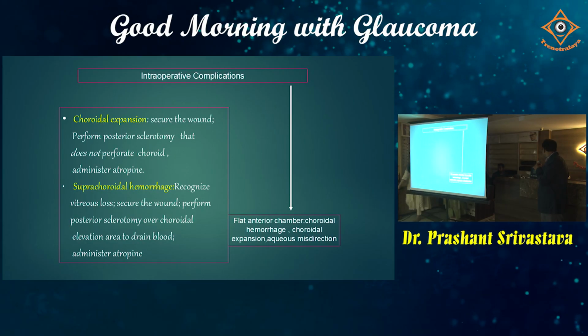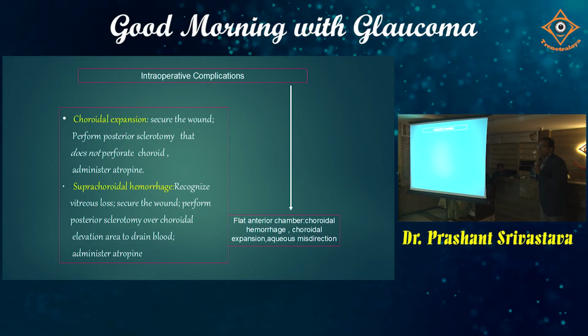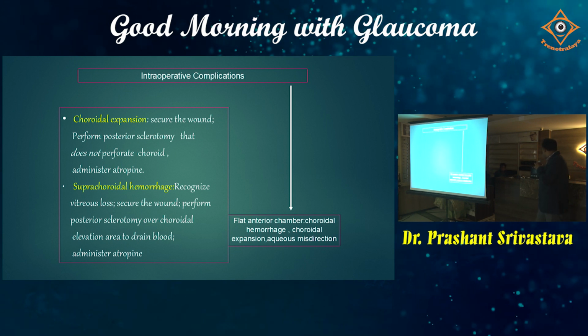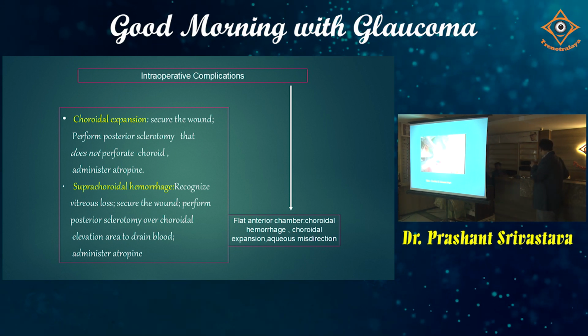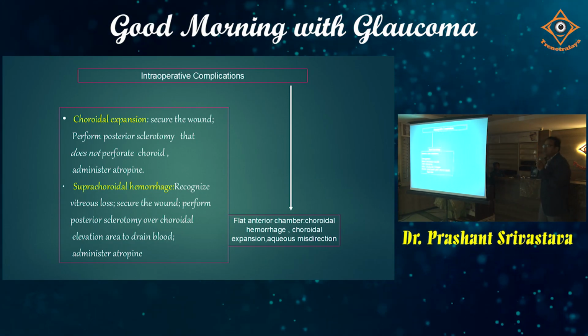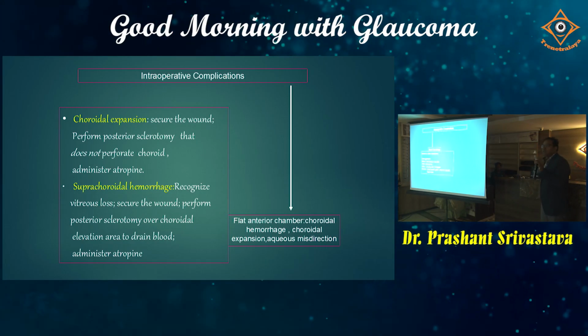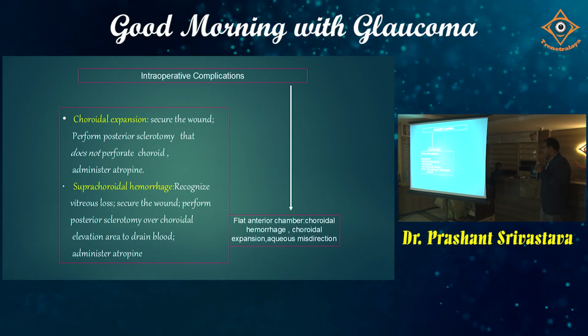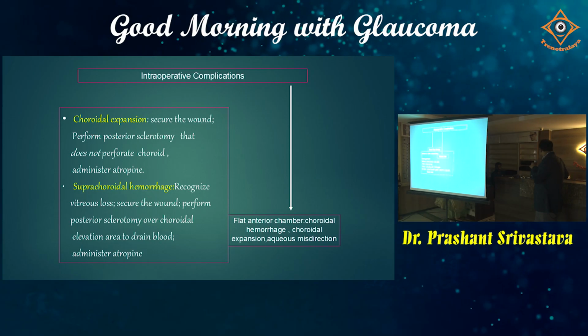Now, if scleral flap damage has happened, we first see whether we have created a stoma or not. If we have not created a stoma, we can choose another site. If we have created a stoma, then we have to close the site with a patch graft.